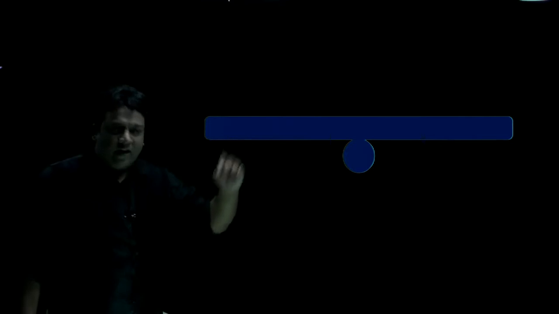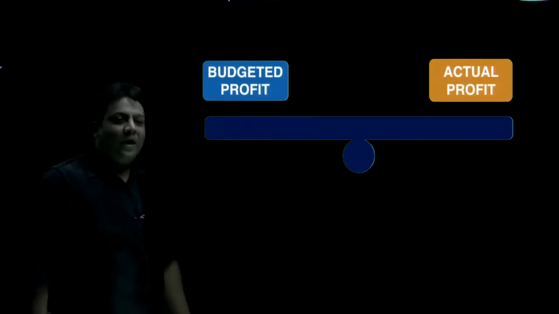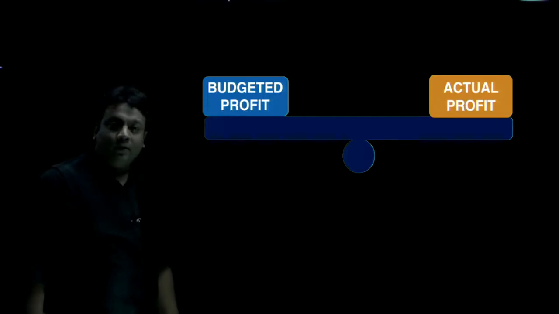Now I will put two things here on the left hand side and on the right hand side of the seesaw. Now as all of you know, the seesaw will bend towards the heavier side. Okay, so now let's compare. Suppose I compare these two first. What are these two? Budgeted profit and the actual profit. Okay, I'm comparing these two.